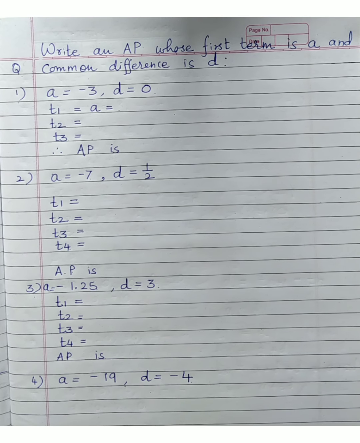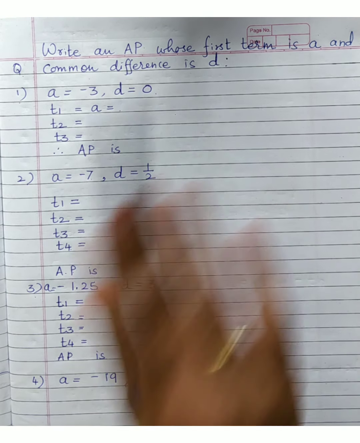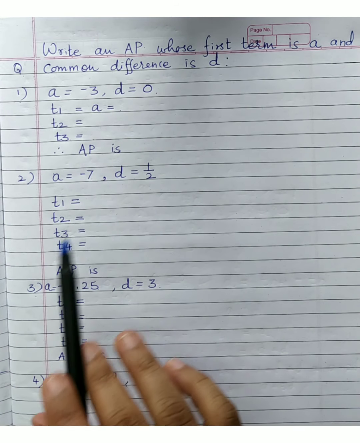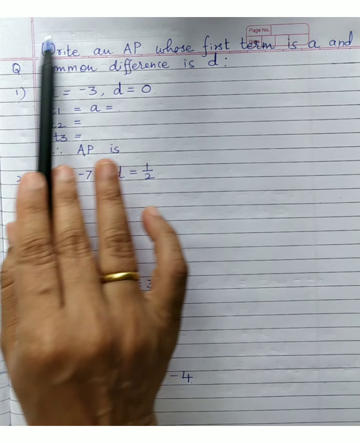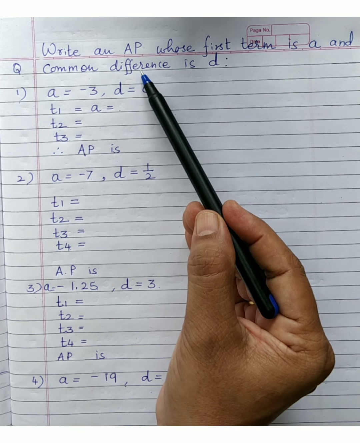Look at the next question. Write an AP whose first term is A and common difference is D, and A and D are given. Did you notice the difference here? We have to write an AP. First term is given, common difference is given.